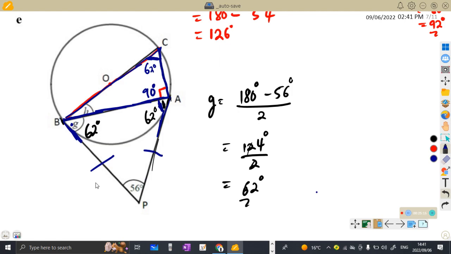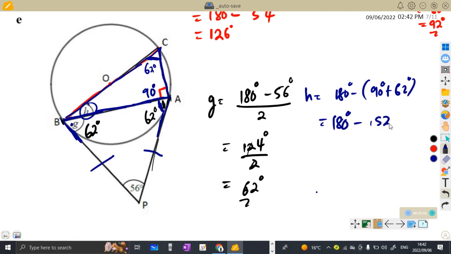From what we have now, how are we going to find our angle H? To find H, we are using angles in a triangle. Let me just write it first. We've got 180 degrees minus these two angles which are in a triangle, which is 90 degrees plus 62 degrees. So 180 degrees minus (90 plus 62) degrees, where 90 plus 62 gives 152 degrees. If I subtract that from 180 degrees, I'm going to obtain 28.